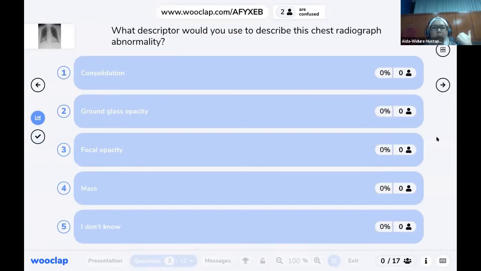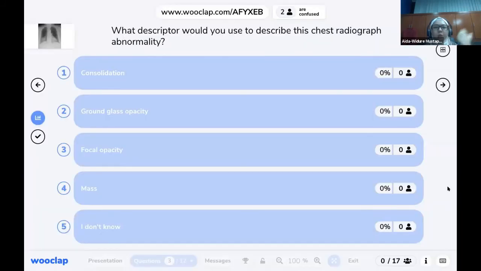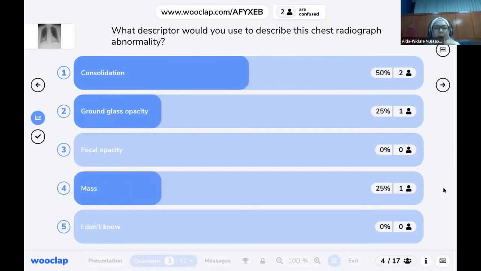This is a multiple choice, I think. For the abnormality just now that you've seen, how would you describe it? So most of you, okay, good. Consolidation, ground glass opacity. Wow, good. Okay, a mass, okay.